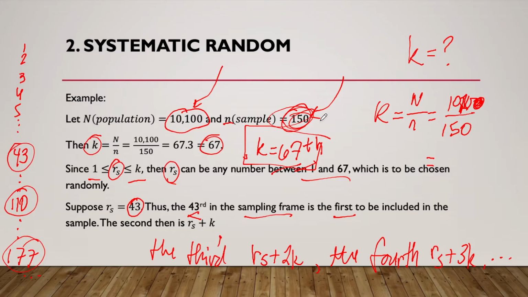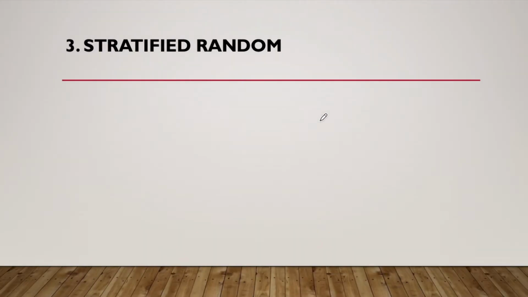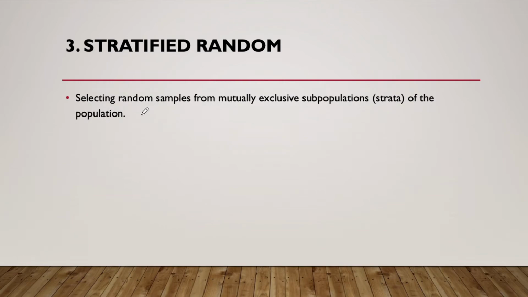Okay, so that's our systematic random sampling. Next up is our stratified random sampling. This is about selecting random samples from mutually exclusive subpopulations. These subpopulations are what we call strata from this point of view. The strata are very important in stratified random sampling, since the name itself says so.